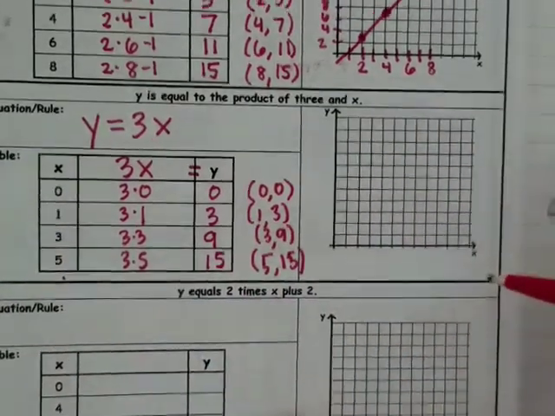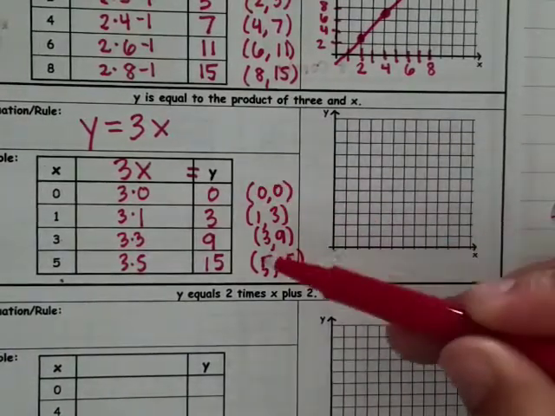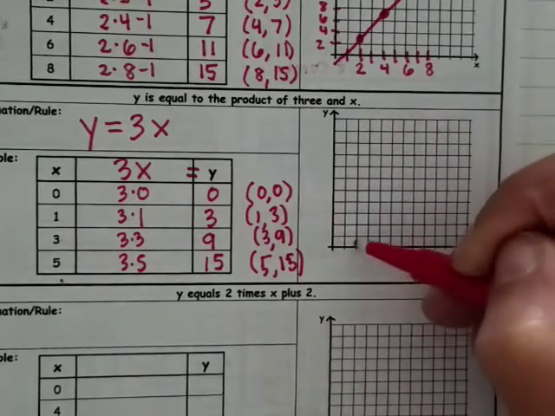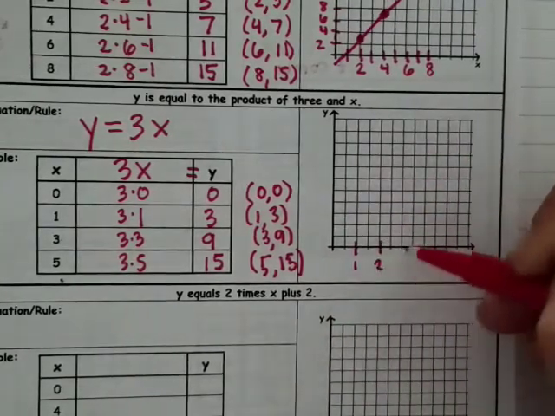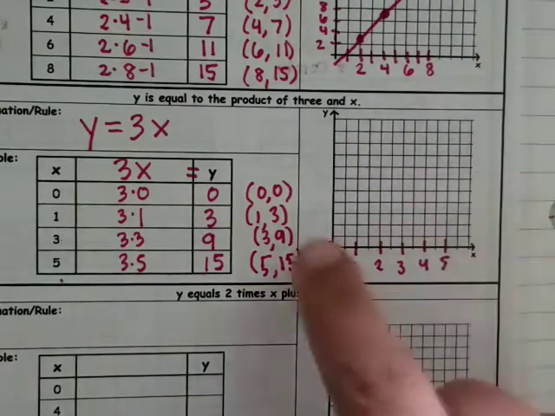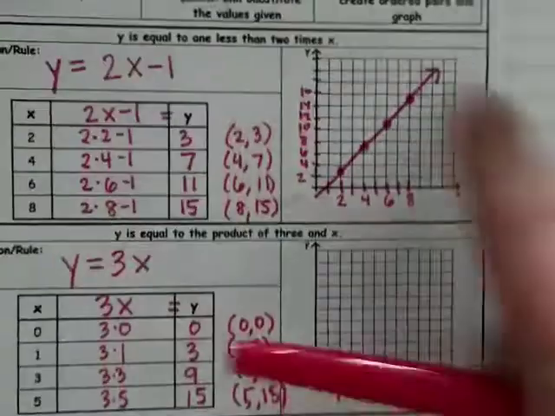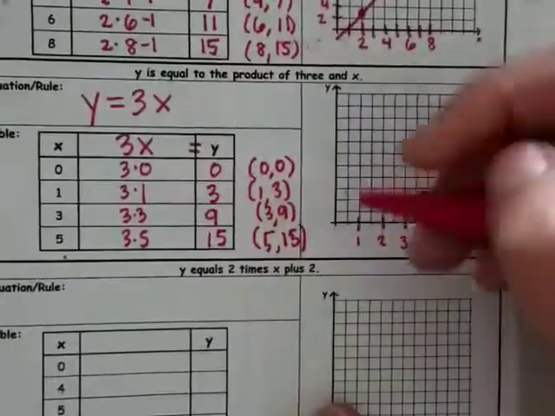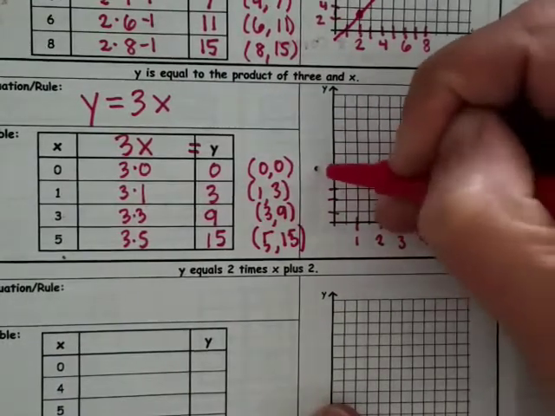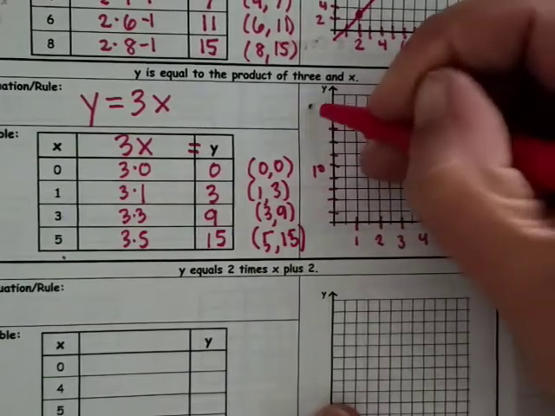Now we're going to go over here and graph. This is only going from 0 to 5, and we have a lot of space, so maybe we can skip every other one and label. So this can be 1, 2, 3, 4, 5, and that takes care of all of our x values. Now let's look at our y values. We're going all the way up to 15, so we're going to have to do the same thing we did here. So 2, 4, 6, 8, 10, 12, 14, 16, 18, 20.